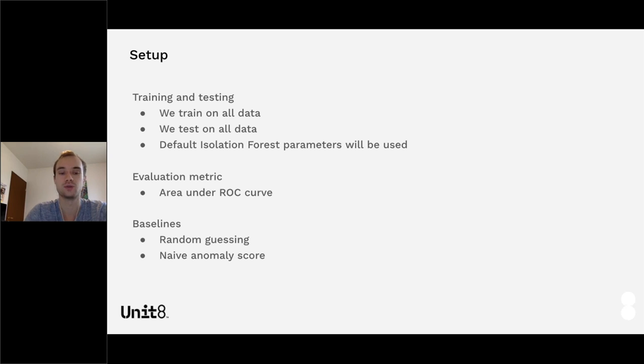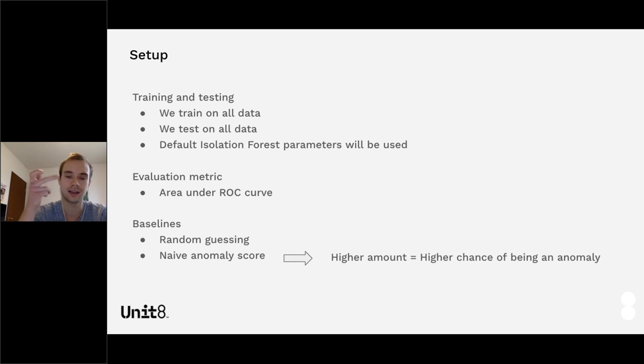So the first one is random guessing. If it's not better than that, then we're doing a terrible job. And secondly, we're also comparing it to a naive anomaly score. This is exactly what I discussed earlier, which is that we simply take the amount field of the transactions and treat it as an anomaly score, where higher scores indicate a higher chance of being an anomaly. So this is the reverse situation, as opposed to the average number of decisions in an isolation forest.